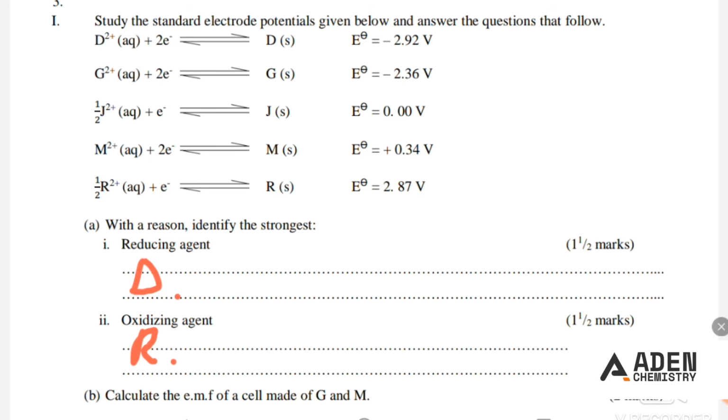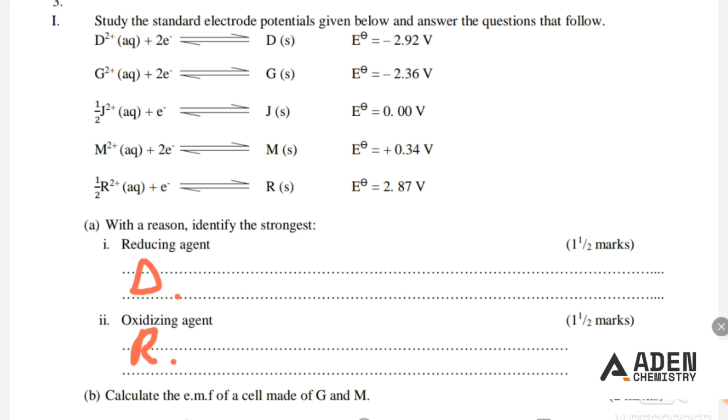We are supposed to give a reason. We can give some reasons again. The first one, we can say because it has the most positive standard electrode potential value. Second reason, we can say it has the highest tendency to accept electrons or to gain electrons. Then thirdly, we can say it has the lowest tendency to lose or to donate electrons. So let's proceed to part B.